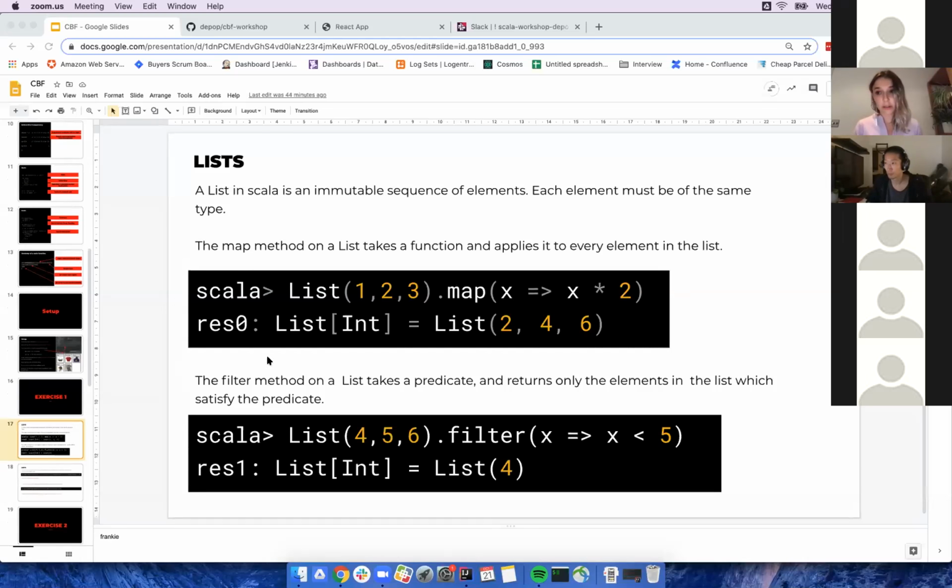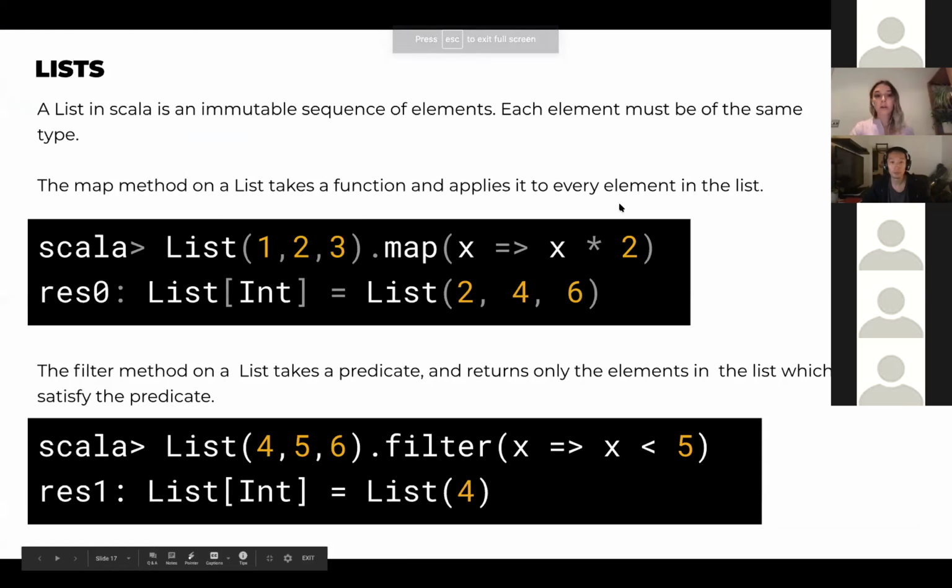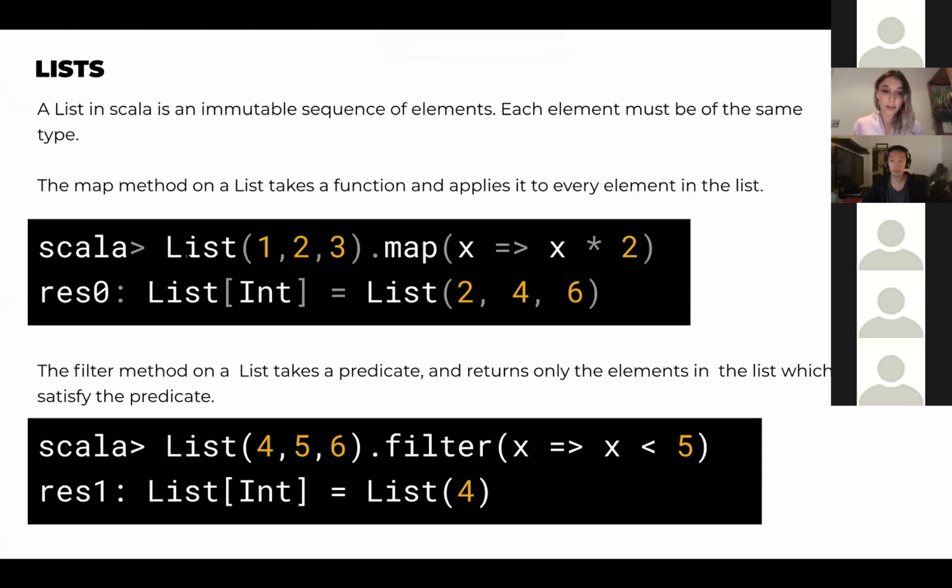A structure we use a lot in Scala is a list, and it's just an immutable sequence of elements, and a list has a type, and every element in the list must be of that type. And then there's 2 methods on a list that we're going to learn about. The first one is map. Map, basically you give it a function and it applies it to every element in the list. So here we've got a list of 1, 2, and 3, and we map a function which says take x and multiply it by 2, and we ended up with a list of 2, 4, 6.